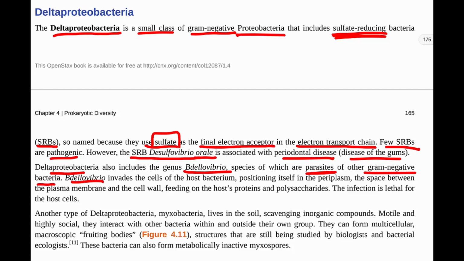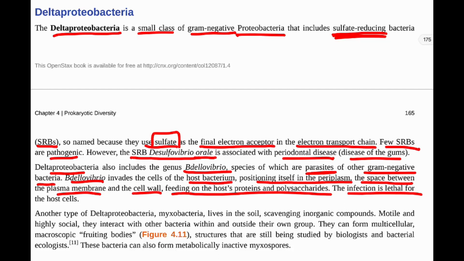Remember the periplasmic space, right? So the space between the plasma membrane and the cell wall, and then it's going to hang out in that periplasmic space, feeding on the host proteins and polysaccharides. And then this infection is lethal for the host cells. So Vibrio is small, and it actually infects and invades other bacterium, getting into that space between their plasma membrane and the cell wall, and then eating up proteins and polysaccharides.